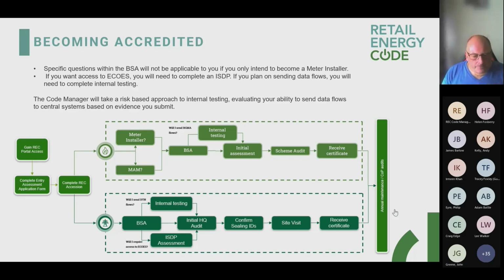There is then an additional step that says confirm sealing IDs. In effect, for organizations within the electricity side, they will always use sealing players, and the sealing players have to be unique. Now, what will happen is they will have to apply to the REC and say, I need a sealing player ID.